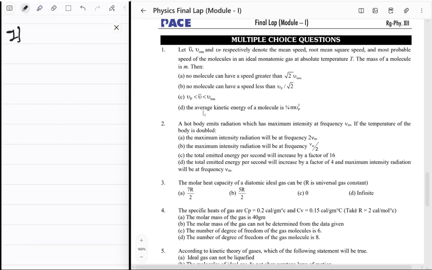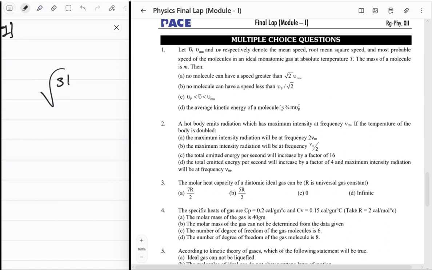Yeah, that's right. The average kinetic energy of a molecule is 3/4 Vmp squared. So it's 3 upon 2 of MVRMS squared, right? VRMS is just square root of 3RT upon M, or V most probable is equal to square root of 2RT upon M. So Vp squared is equal to 2/3 of, is that right or not?